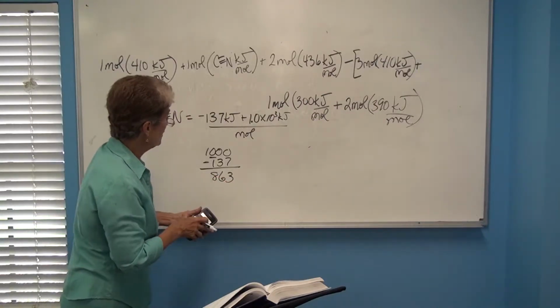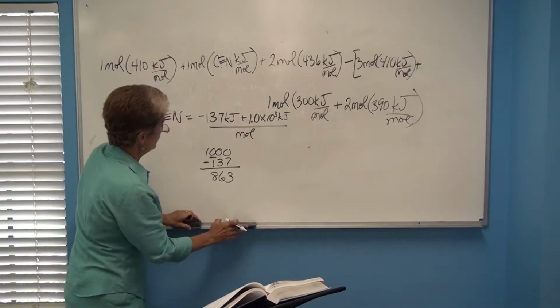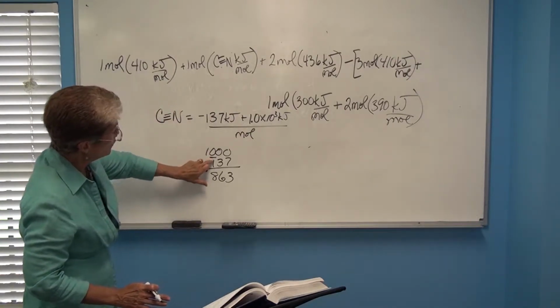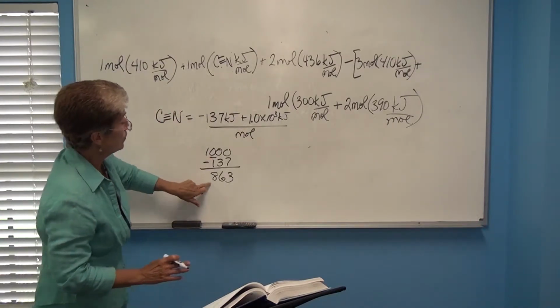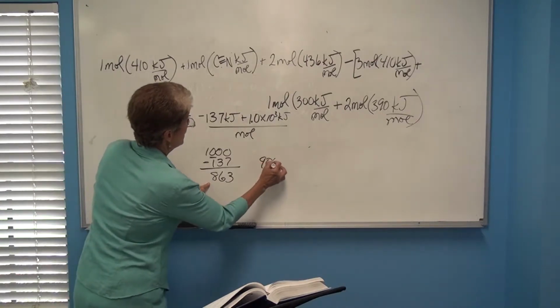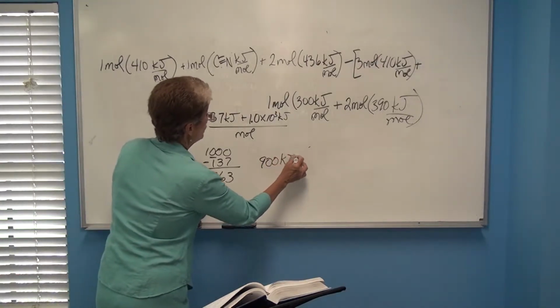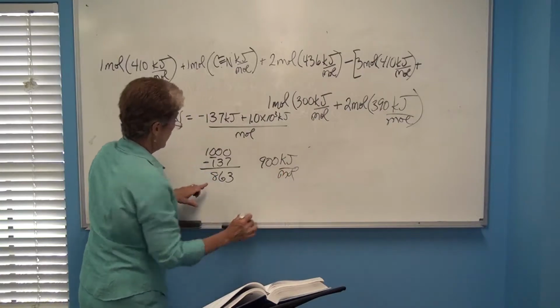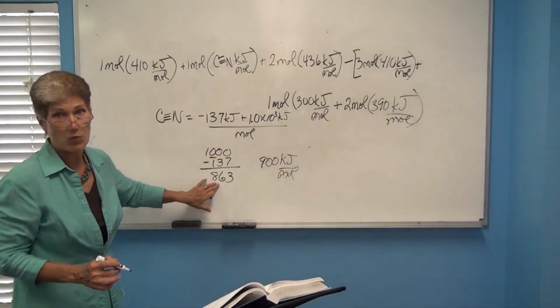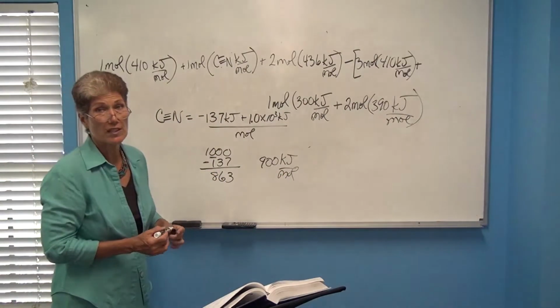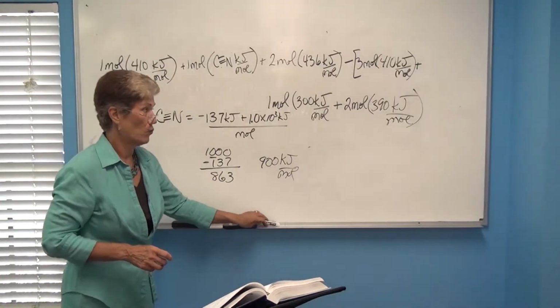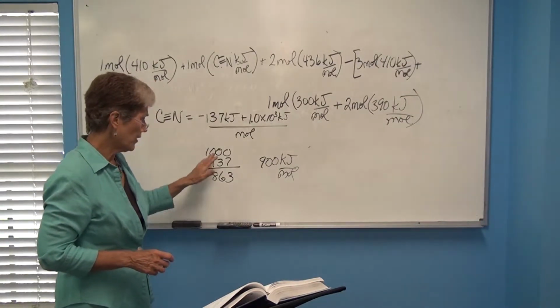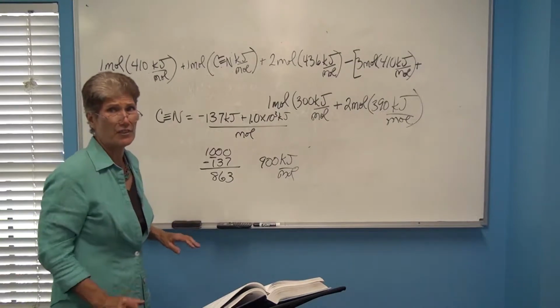It's going to give us 863, but our significant figures has to be to the 100th place. So our answer has to be 900 kilojoules per mole. And that's why, if you left it like this, it would be wrong. You have to watch those significant figures. You really do have to watch them. And so that dropped us down to 1 significant figure.